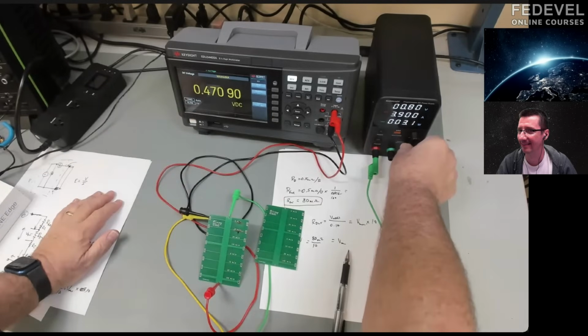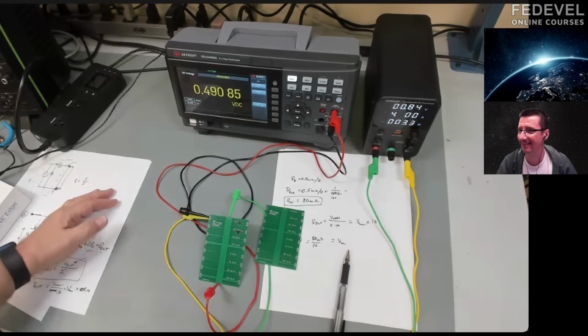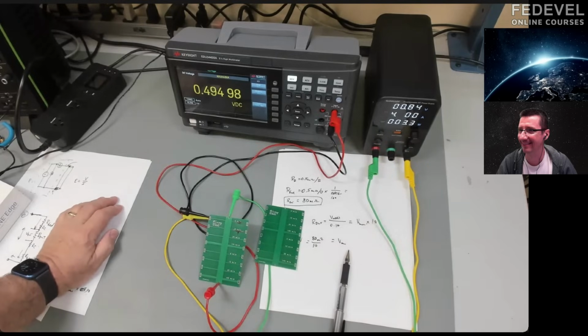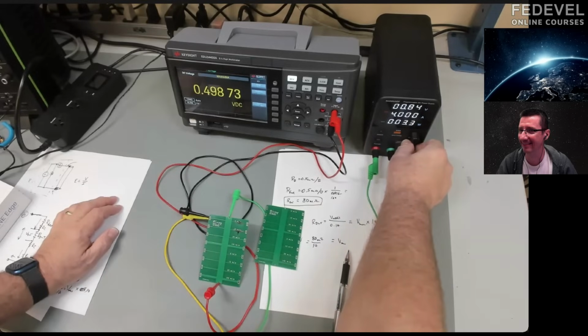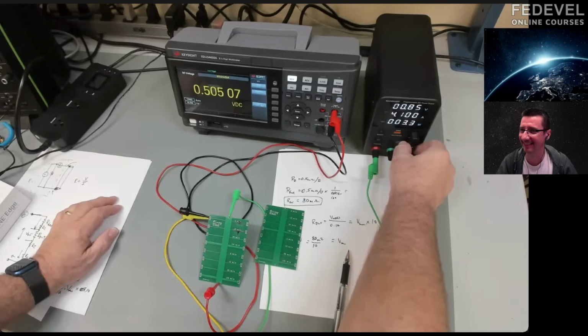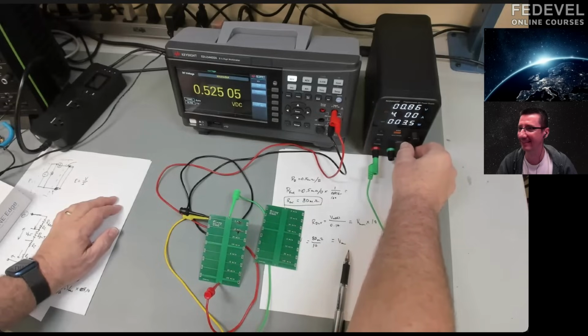3.9. Okay, let's really crank it up. Let's go to 4 amps. Okay, 4 amps. Oh, come on, let's do it some more. This is why my students love this, because they get to blow things up. So let's go up to 4.1 amps.